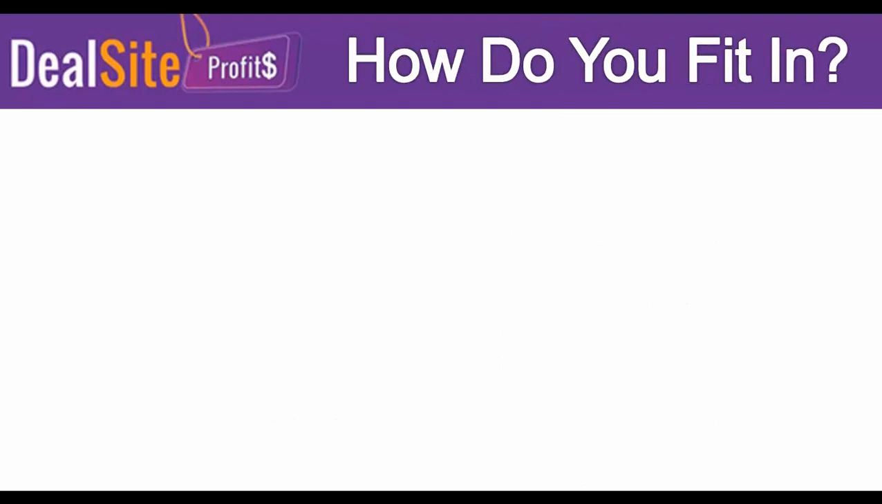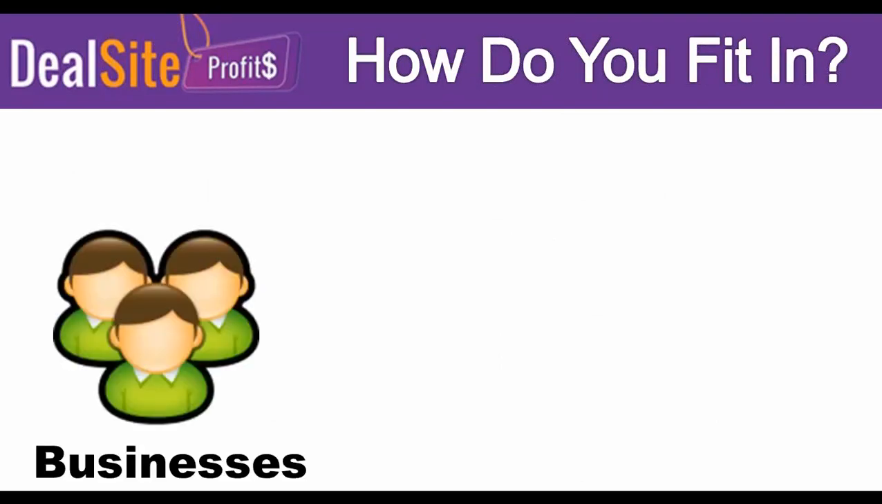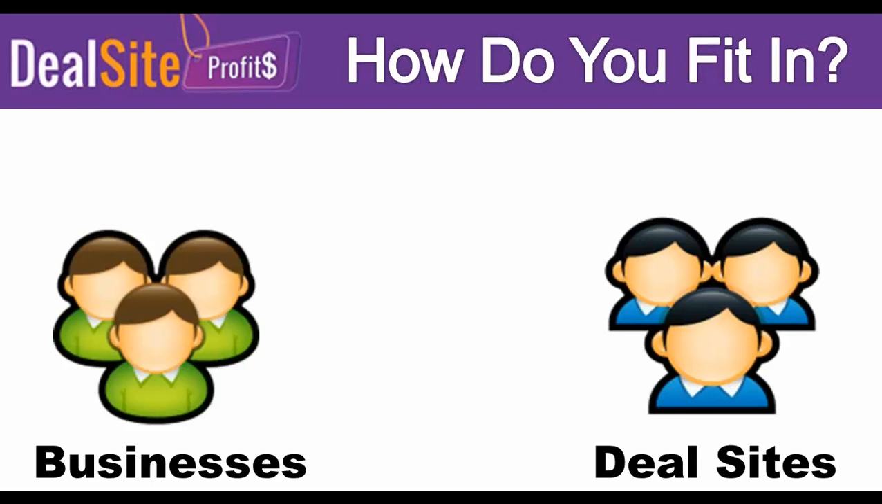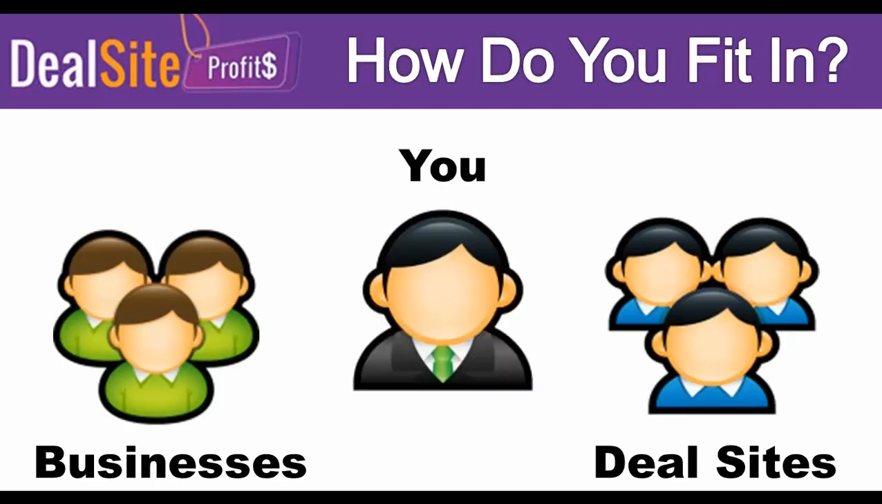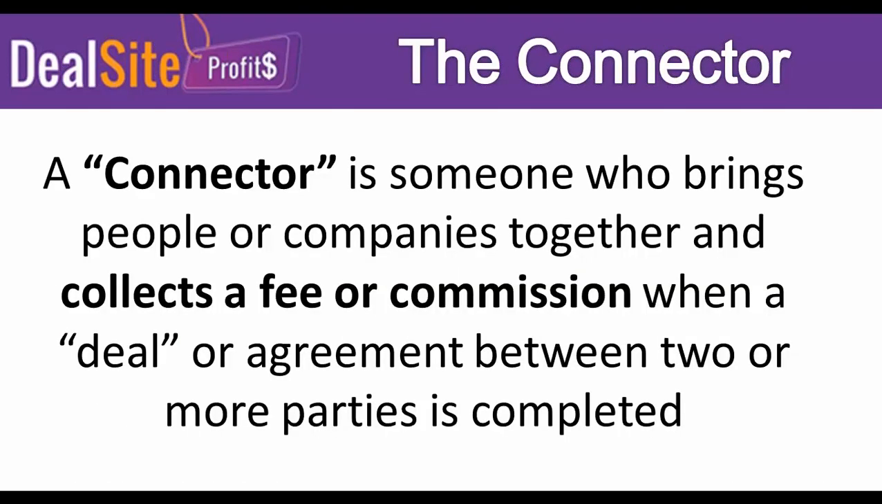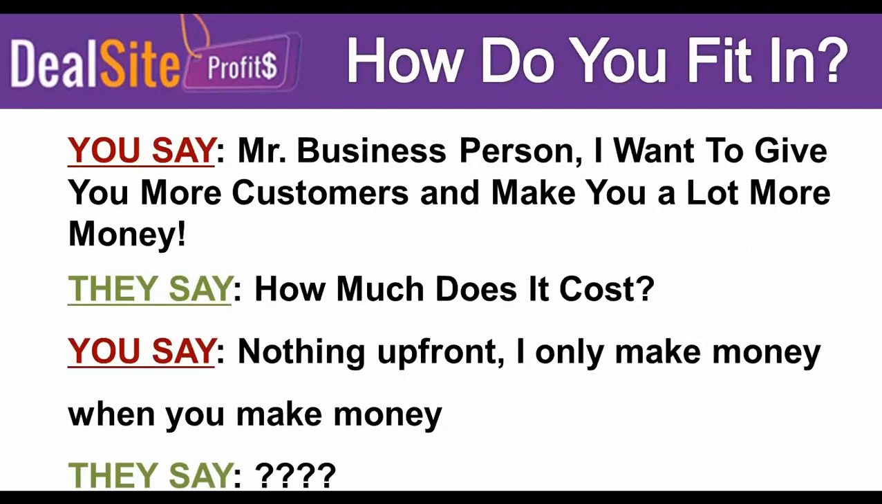So how do you fit in this business model? You've got a business and you've got a deal site, and you fit in the middle, connecting the business and the deal site, and you're taking a percentage of the deal for connecting the two. You are a connector, and a connector is someone who brings people or companies together and collects a fee or commission when a deal or agreement between two or more parties is completed. It's like being a real estate agent. A real estate agent has a client, they represent their best interest, but they bring two parties together and they take a percentage for making that deal happen.